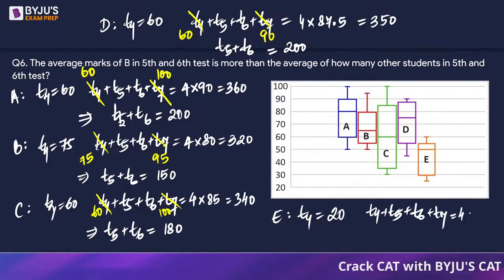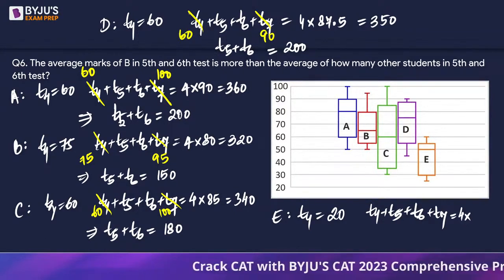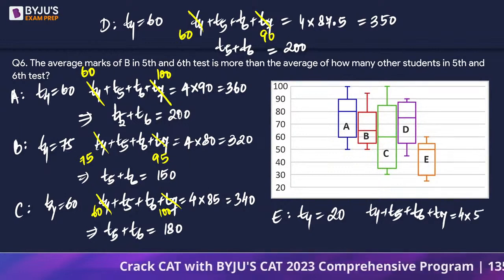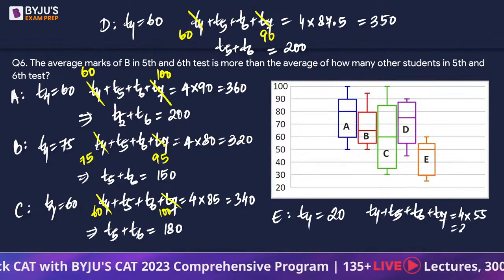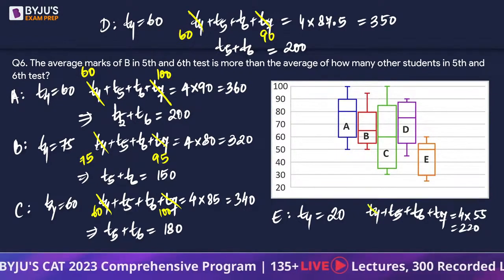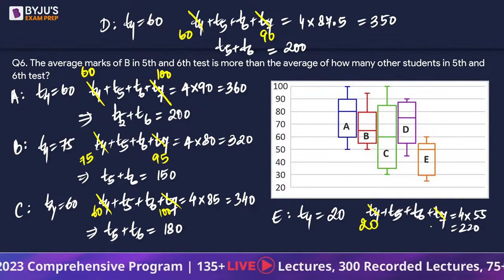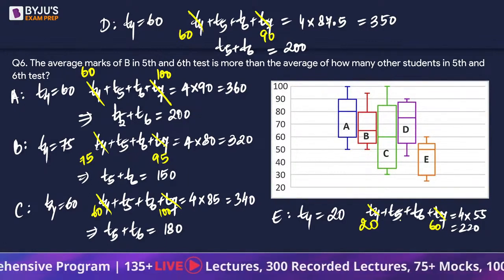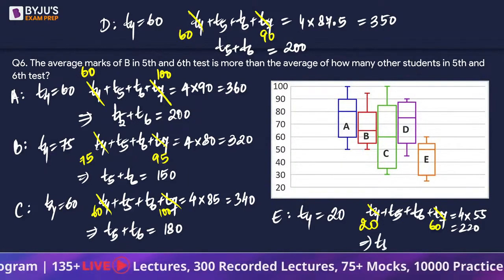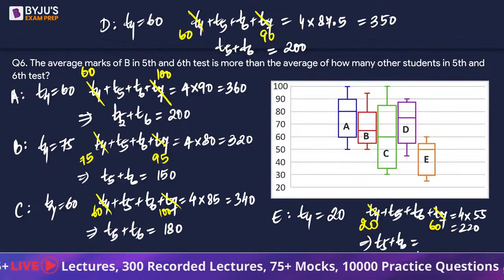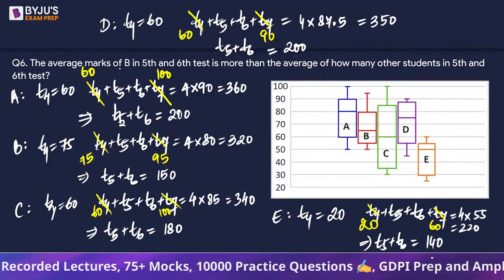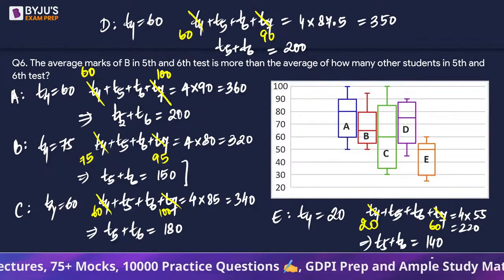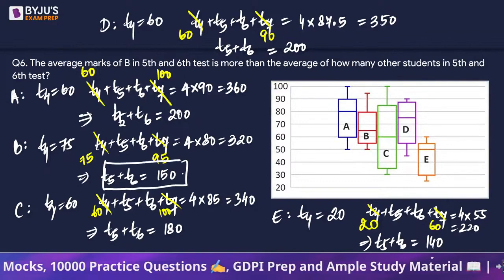This is going to be 4 times the upper value, which is 55, which is going to give us 220. Out of this 220, T4 is 20 and T7 is 60. So 80 should be subtracted. This will result in the sum of T5 and T6 as 140.